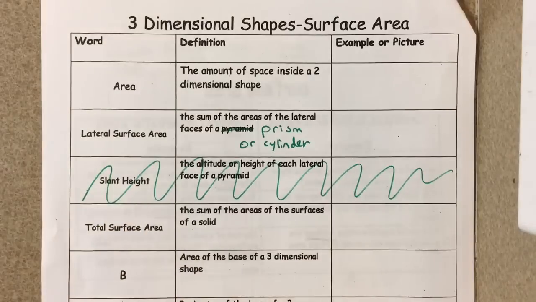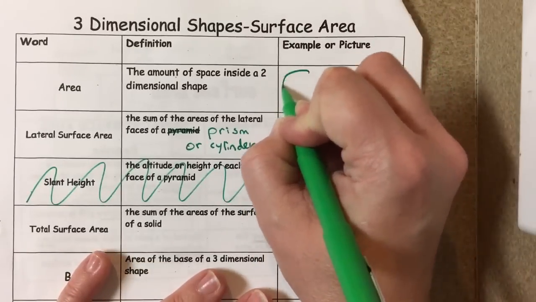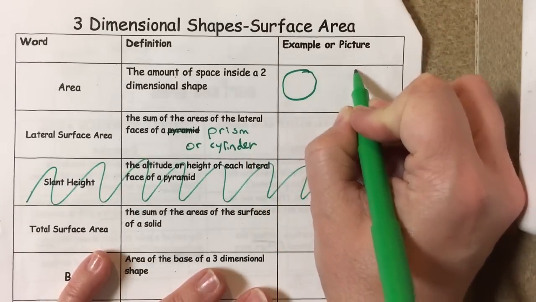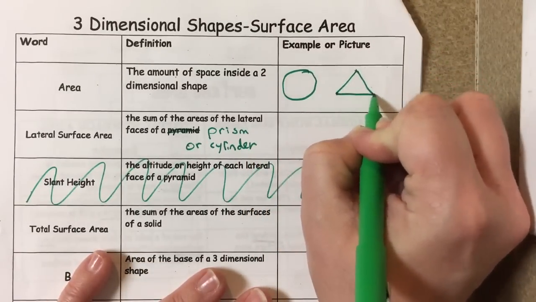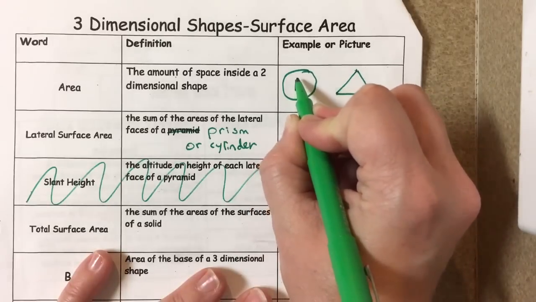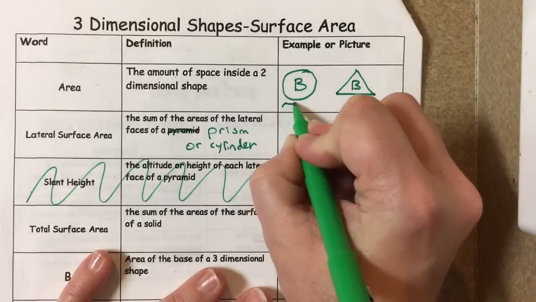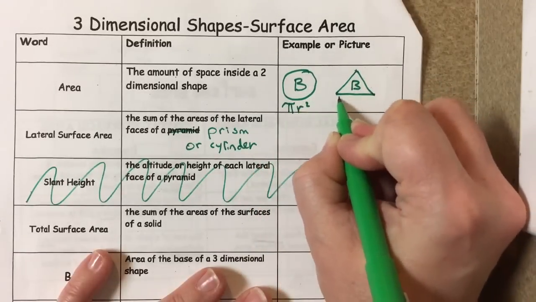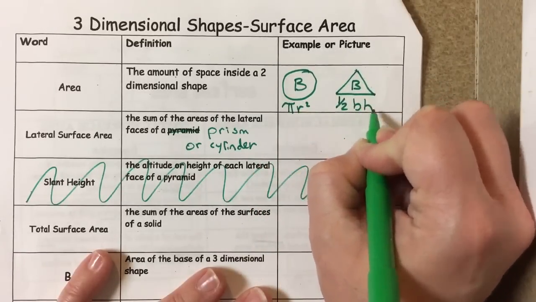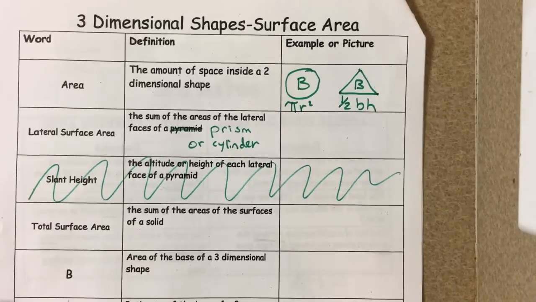Area is the amount of space inside a 2D shape. And for us, we're going to have circles, and we're going to have triangles, and we'll have rectangles too. So that would be the area of the base. So this would be pi r squared, or 1/2 base times height, to find the amount that it's covered by a circle or a triangle.